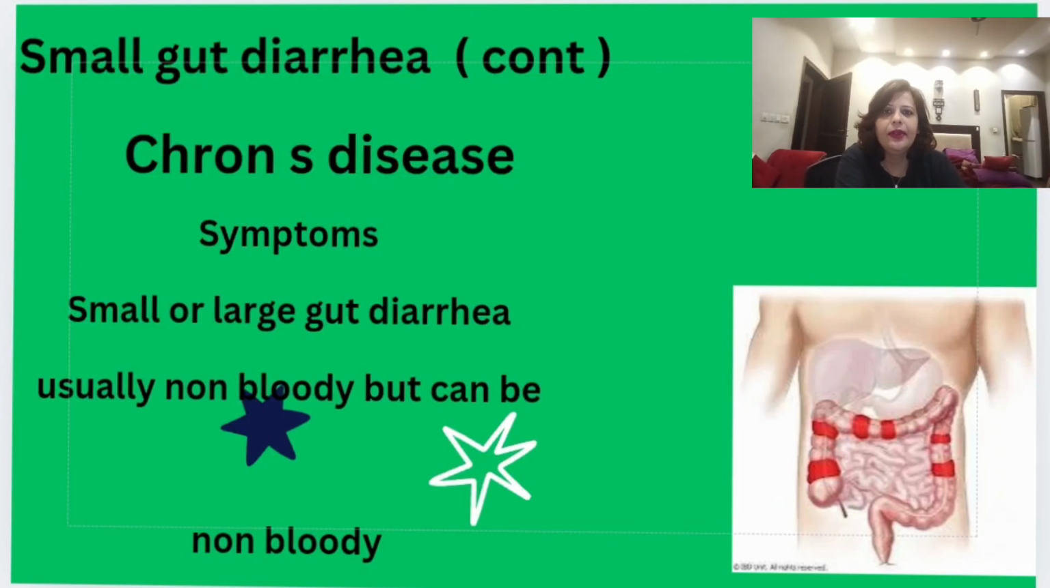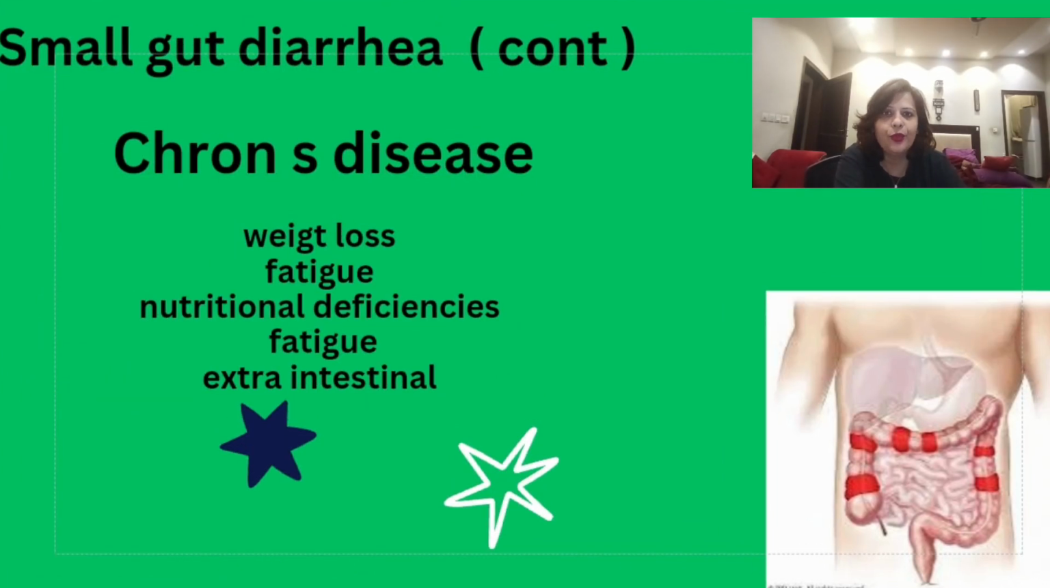Hello guys, today I will discuss the rest of two important causes of small gut diarrhea. That is Crohn's disease and ileocecal tuberculosis. Crohn's disease can affect the gut, literally speaking, from mouth till anus. So it can present with small gut features of diarrhea, or it can present with the features of large gut diarrhea.